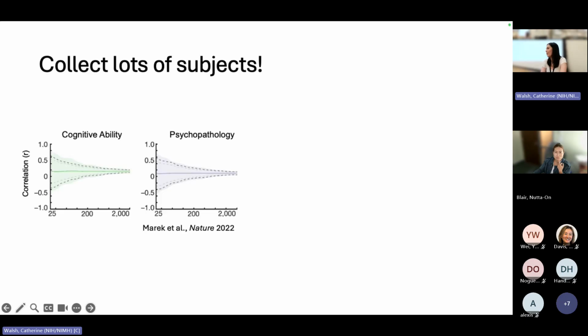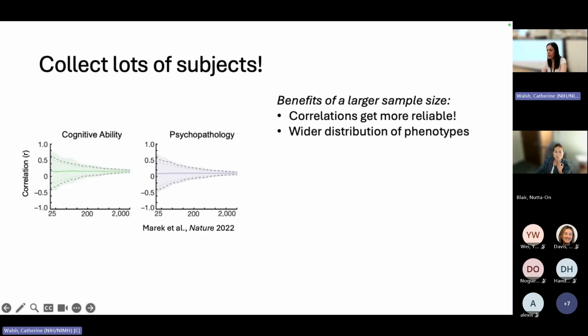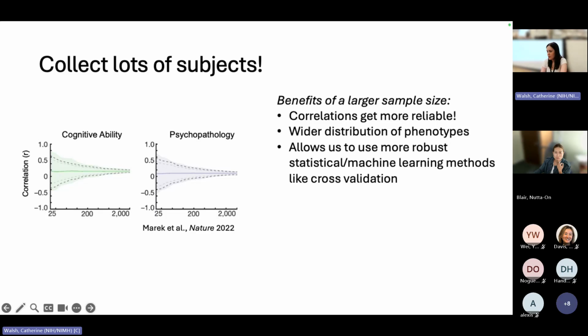So one obvious answer is collecting a lot of subjects. I showed you this figure before, but even that approach has many pros and cons. There are benefits. We get more reliable correlations. We get a wider distribution of phenotypes, and they allow us to use more robust statistical and machine learning methods like cross-validation. But that being said, there are problems.